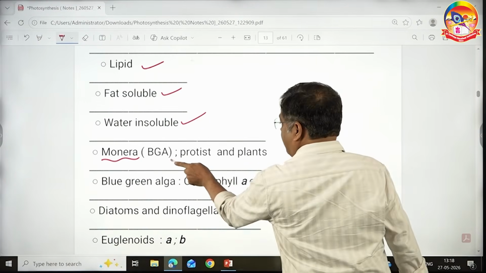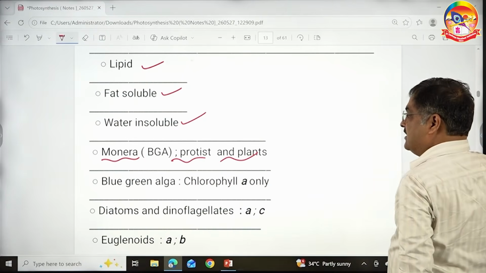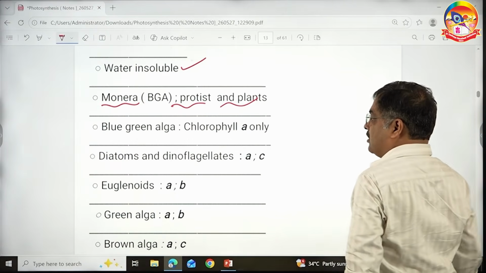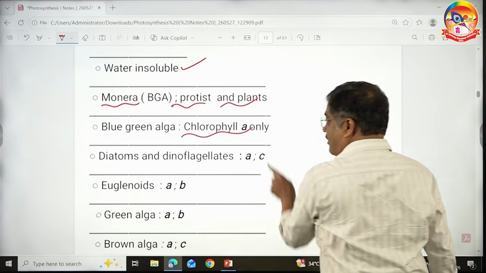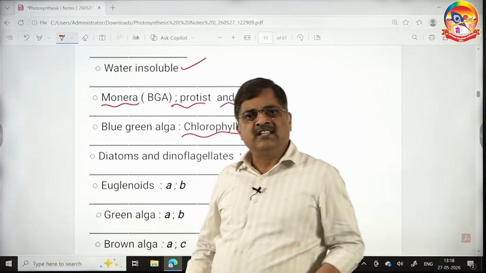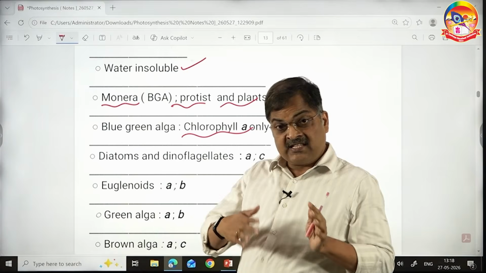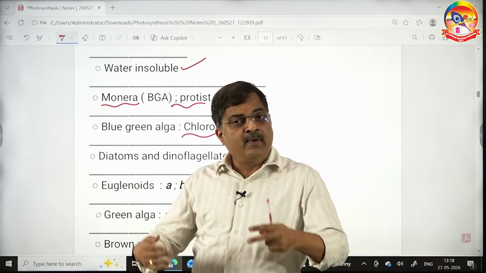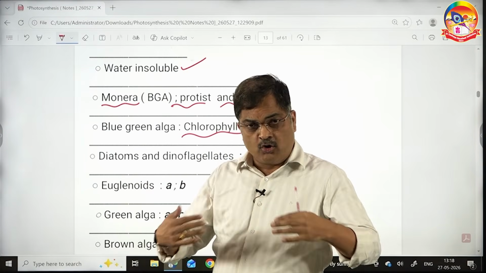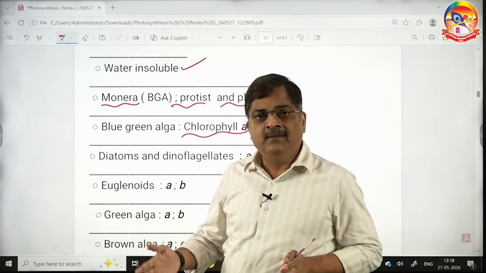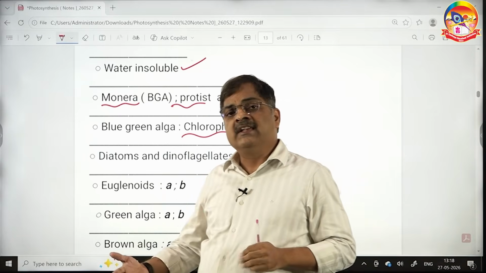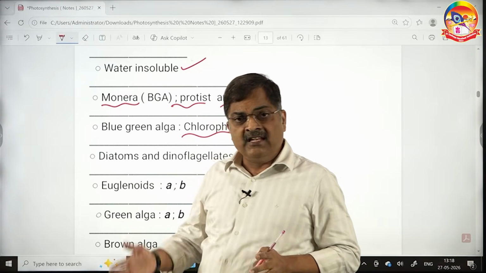All right, Monera, Protista, and plants. They contain chlorophyll. Blue-green alga, chlorophyll A only. Diatoms and dinoflagellates, A and C, you know that. Euglenoids, A and B. Now we go to fungi, no chlorophyll. Now we go to plants. Green alga, A and B. Brown alga, A and C. Red alga, A and D.